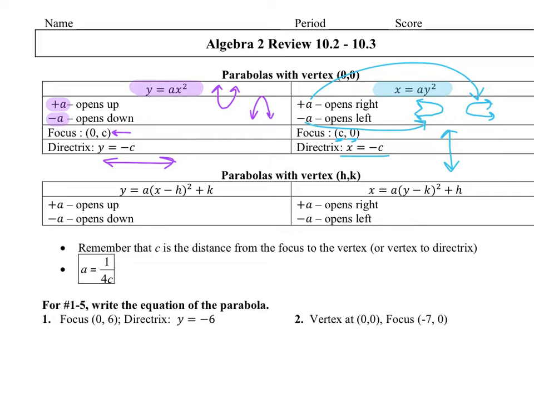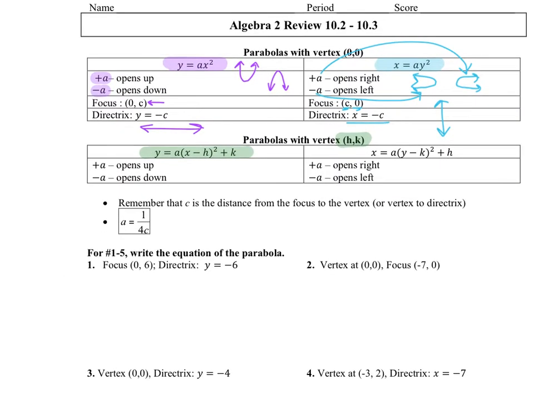If the parabola doesn't have a vertex of (0, 0), so if instead we have a vertex at (h, k), then we have two slightly fancier equations. It's the same equation, just with more detail to it. So now if it opens up or down, it's going to be this equation. When a is positive, it's going to open up, and when a is negative, it's going to open down. Whereas if we have this equation, if a is positive, it's going to open to the right, and if a is negative, it's going to open to the left.